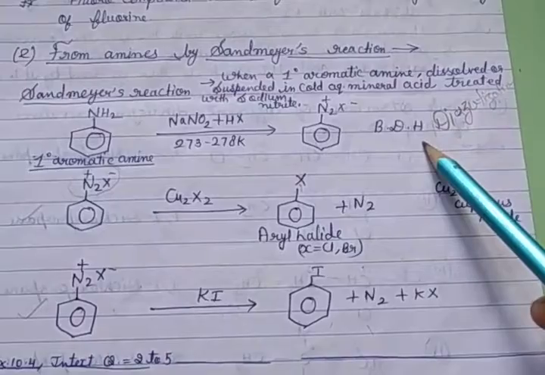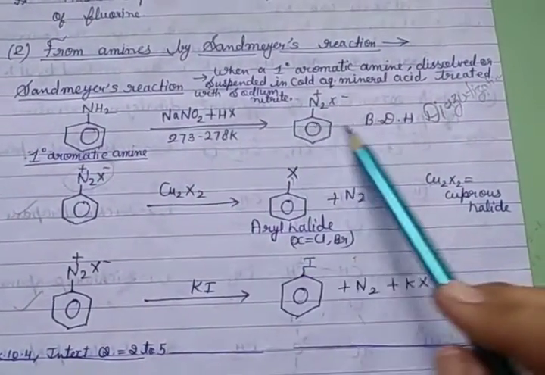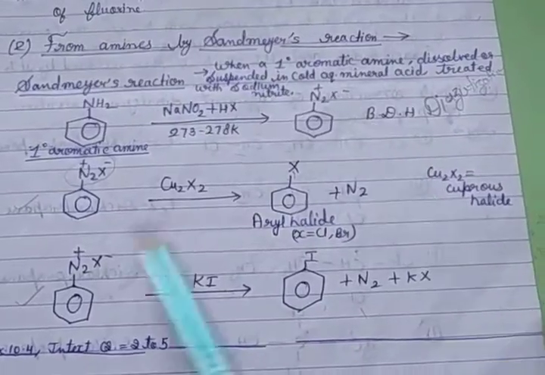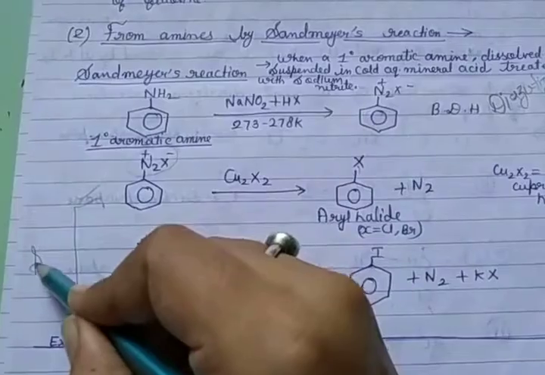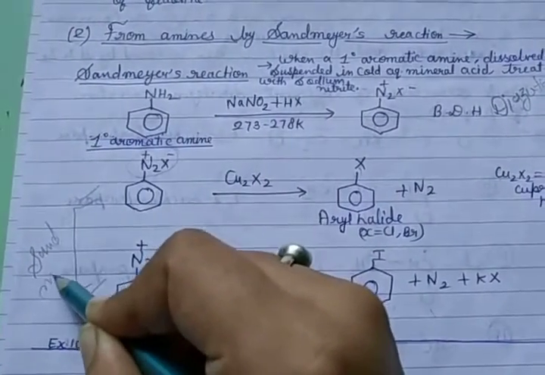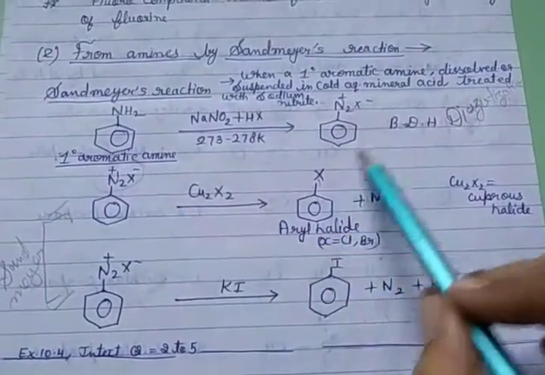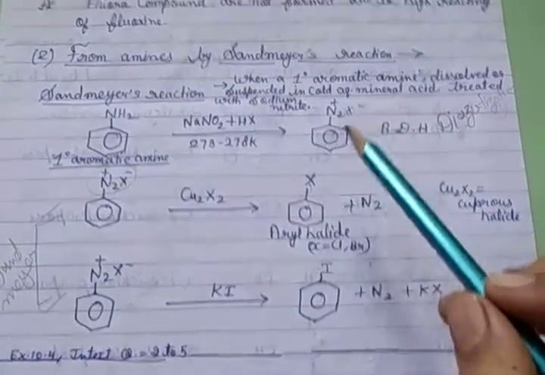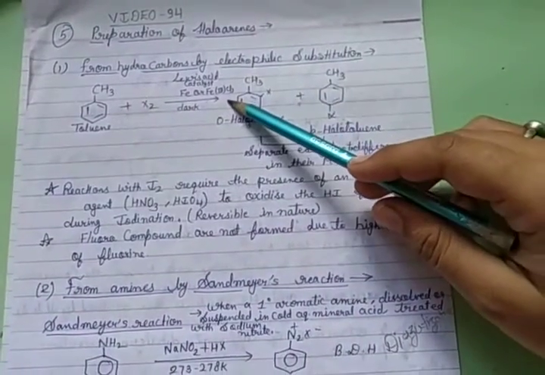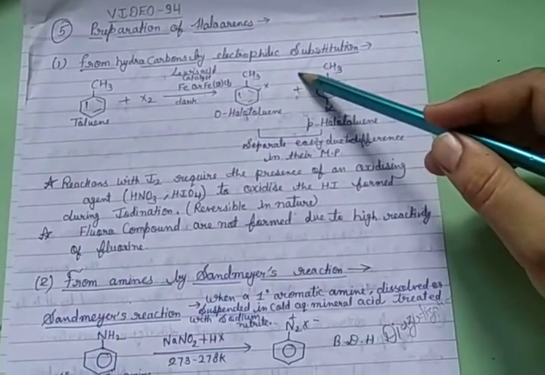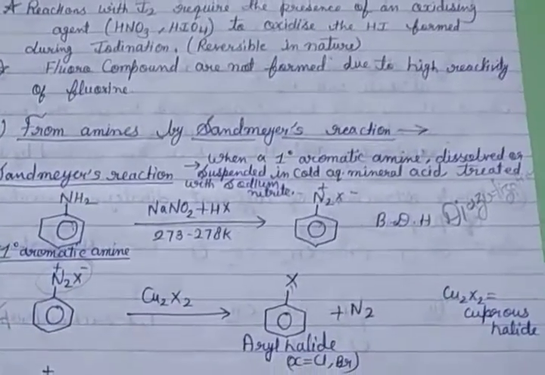So whenever the Sandmeyer reaction or the diazotization reaction comes in exams, you write these reactions. This one is the Sandmeyer reaction, and then the diazotization reaction. So there are two methods of preparing haloarenes: first, from hydrocarbons by electrophilic substitution, and second, from amines by Sandmeyer reaction.